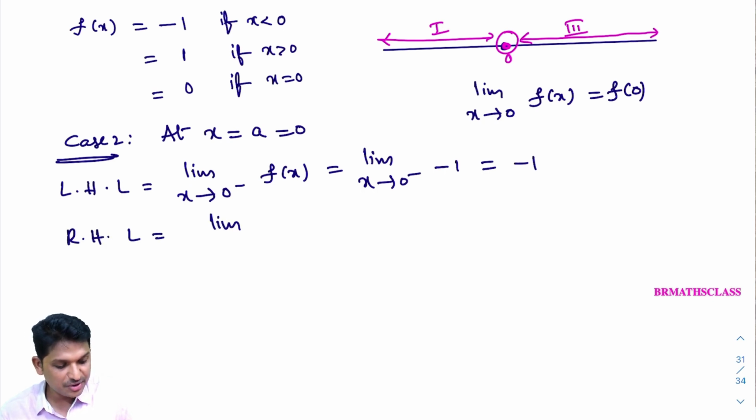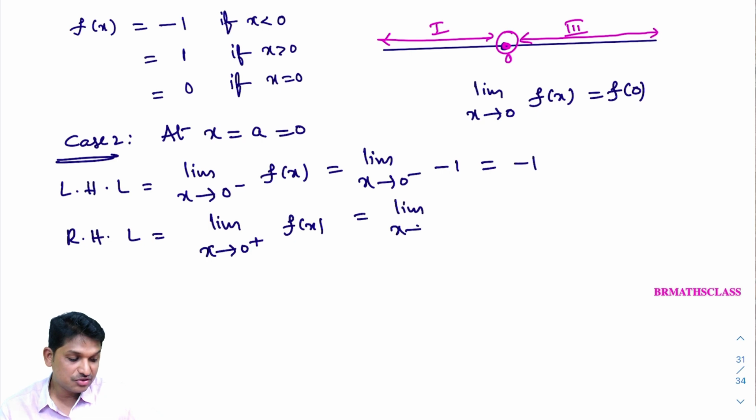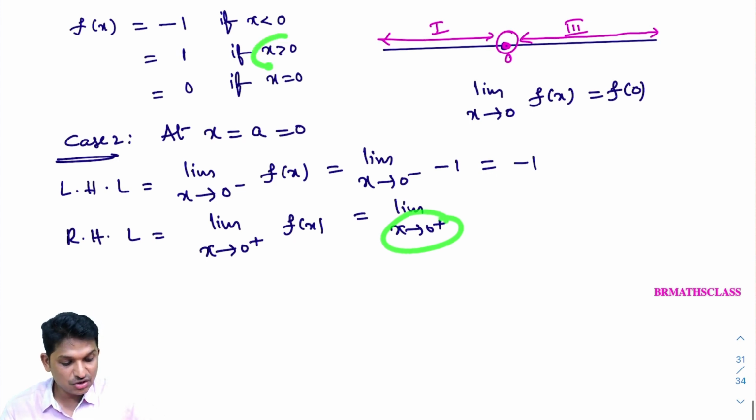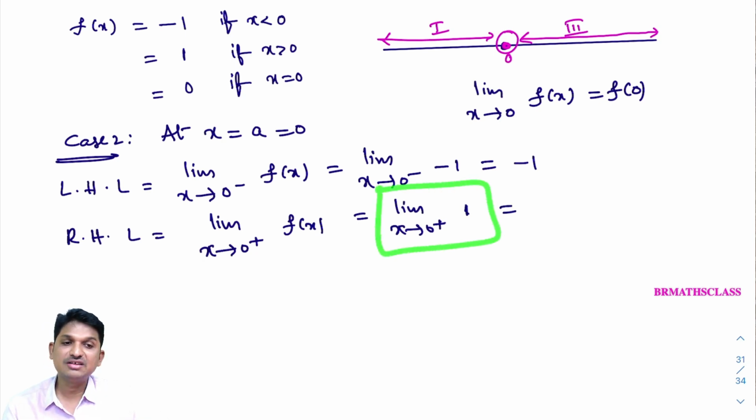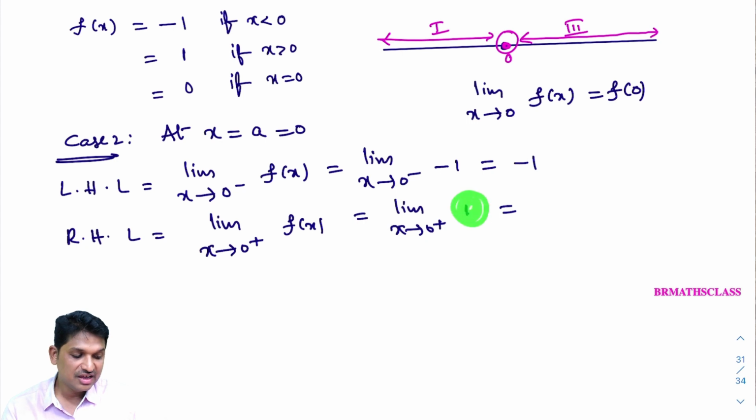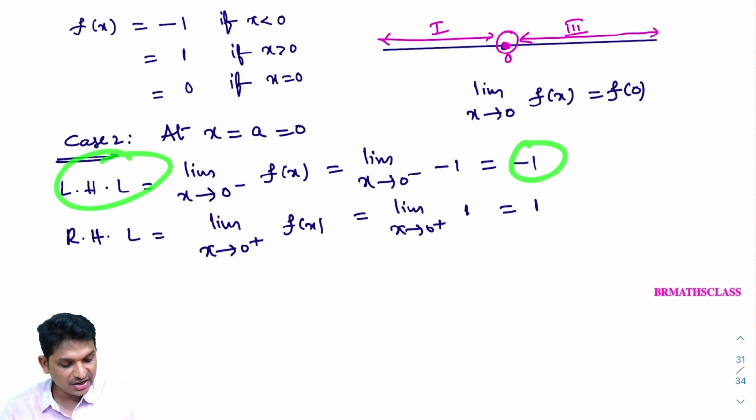How to calculate the right hand limit? Limit x approaches 0 from right, f of x. X approaches 0 from right means all x values are greater than 0. When x values are greater than 0, what is the function? The function is 1. Okay. F of x is 1. Now I need to calculate this. In the given function wherever x is there you write 0. But in the given function x is not there. So what will you get here? This is 1 only. So look here, the left hand limit is minus 1, the right hand limit is 1.